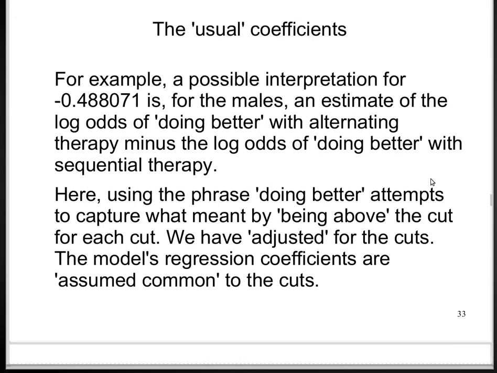So the so-called usual coefficients, if I may, or the regression coefficients and their estimates are available to us. For example, from that analysis that we just did, if we go back and look at the number minus 0.488, it's saying that for the males, this is an estimate of log odds of doing better with alternating therapy minus the log of odds of doing better with sequential therapy. And we can see that it's negative. We've noted this before, that is, that alternating therapy is doing worse than sequential.